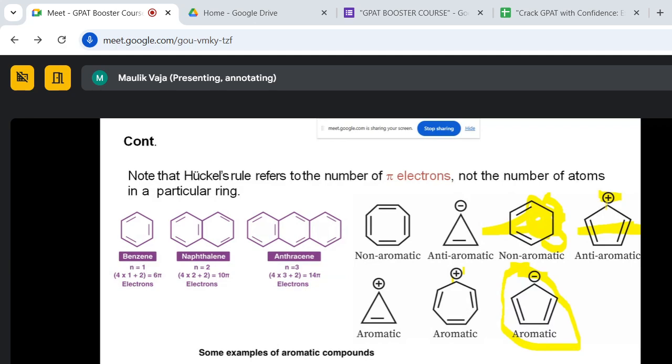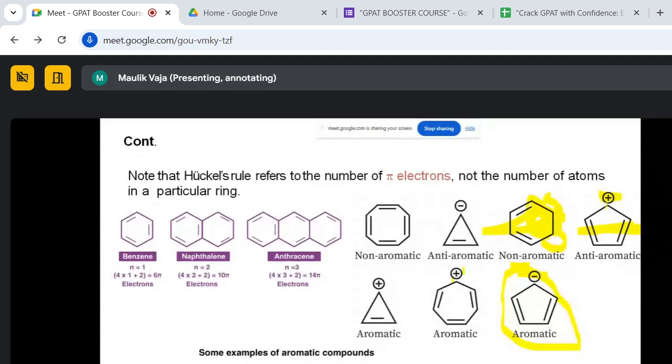It contains four n pi electrons, but it does not contain conjugation. That means if more than two requirements are missing, they will deviate from that. Conjugation is mostly absent in non-aromatic compounds; conjugation will not be there in a non-aromatic compound.